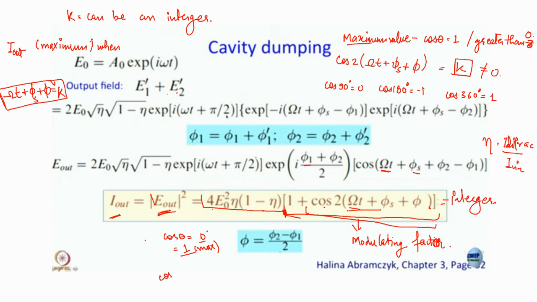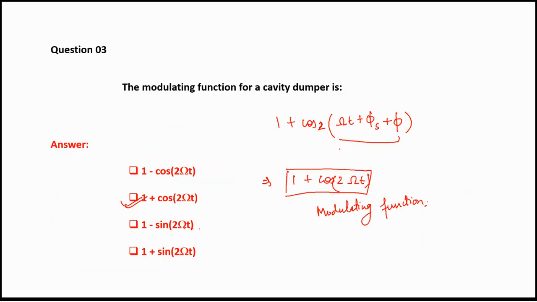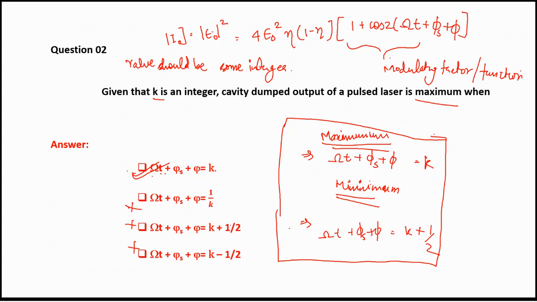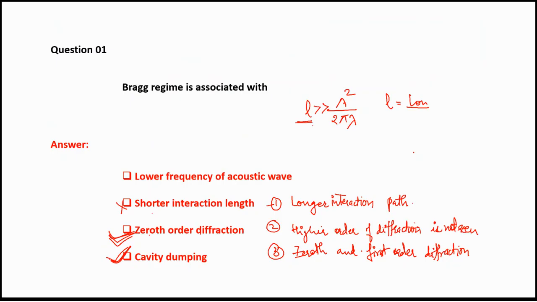Then also we said that since the other things are constant, the value of omega t plus phi s plus phi should be equal to some integer k, and that is how it will give the maximum value. The other will give the maximum value when it follows the relation omega t plus phi s plus phi equals k plus. So this is what is covered in the first question.